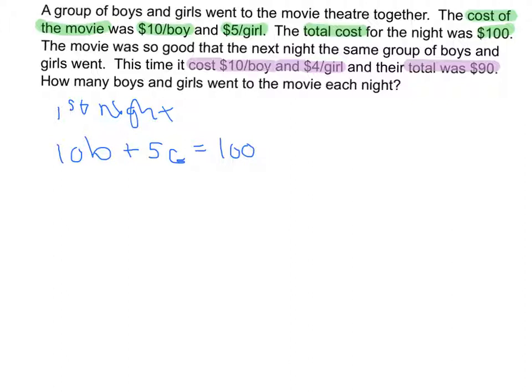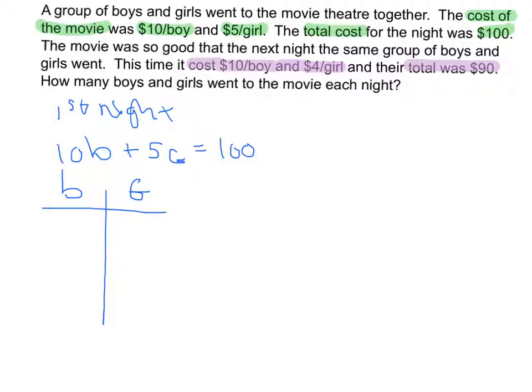Okay. Now we can solve this equation by just plugging in a number for the boys and then figuring out how many girls there were. There's several possible answers for this problem. So we're just going to make a little chart here. Okay, here's our boy answers and our girl answers.